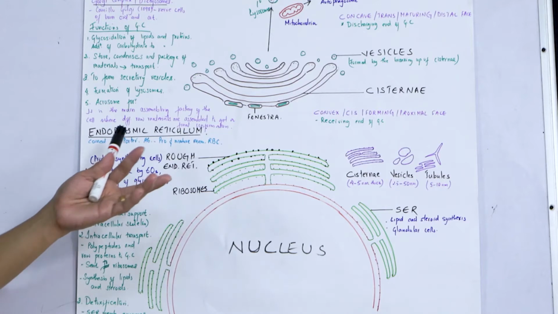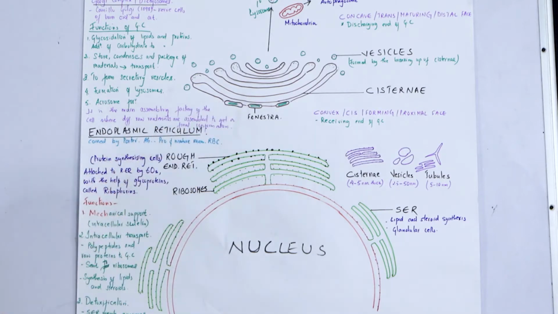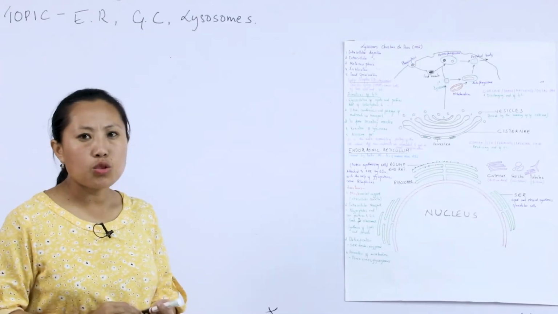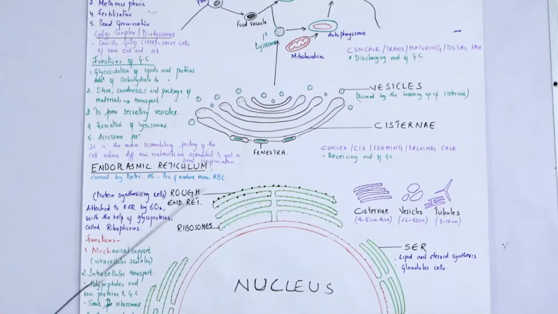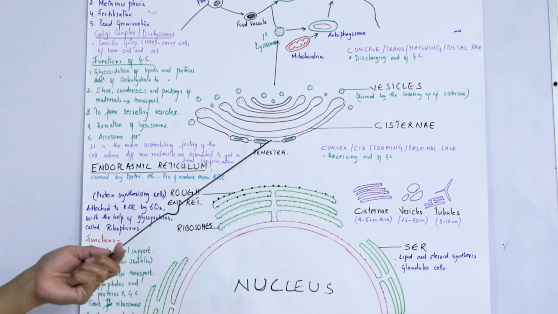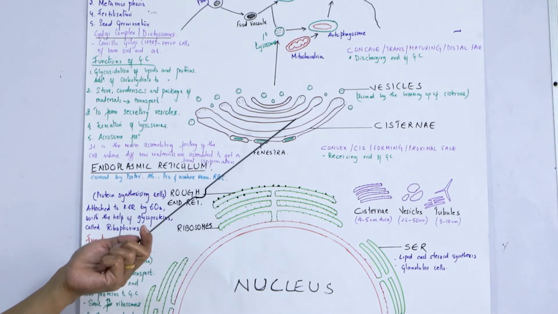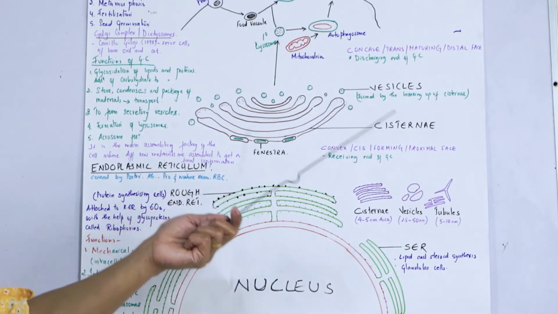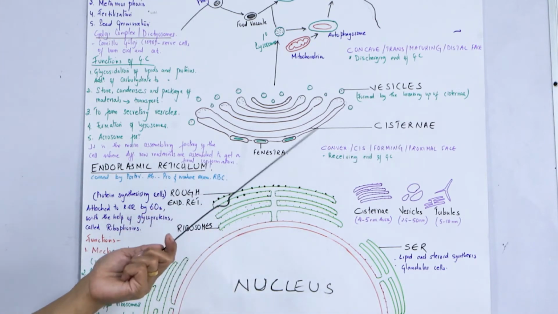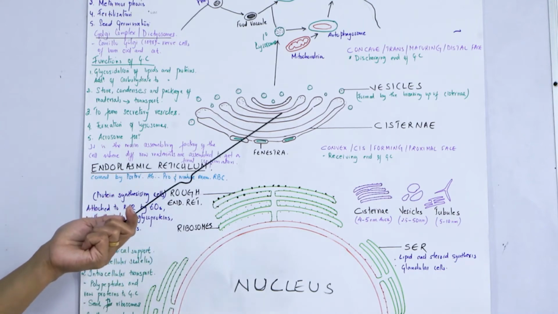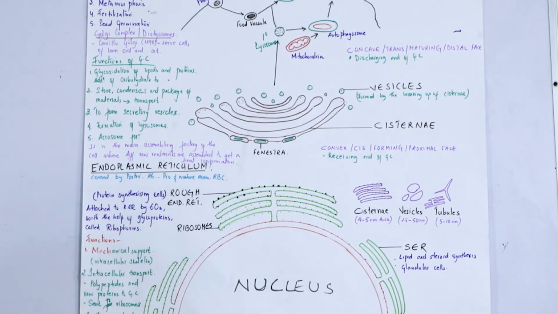Like the endoplasmic reticulum, the Golgi complex also exists in three morphological forms: the cisternae, vesicles, and tubules. The cisternae are flattened, sac-like structures. The vesicles are formed by the breaking up of the cisternae. They are oval or spherical and contain secretory enzymes. And the tubules are tube-like structures associated with the cisternae, forming a fenestrated plate.